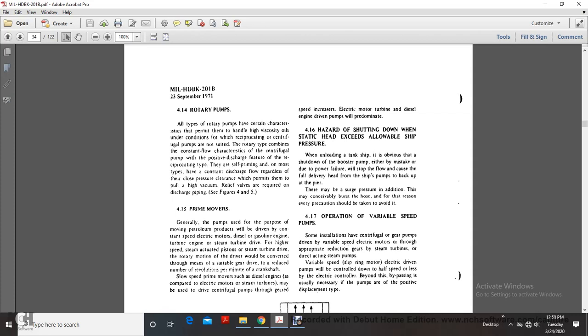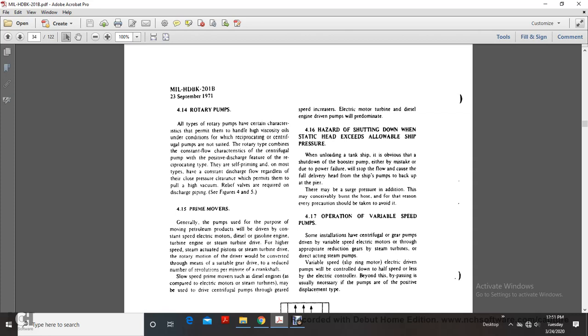Alright, 416. Hazard of shutting down when the static head exceeds the allowable ship pressure. Unloading a tank ship, obviously, with the shutdown of the booster pump, either by mistake or power failure, will stop the flow and cause the fuel delivery head with the ship pump to back up at the pier. There may be surge pressure, which may cause a burst in the hose, and for this reason every precaution should be taken to avoid it.